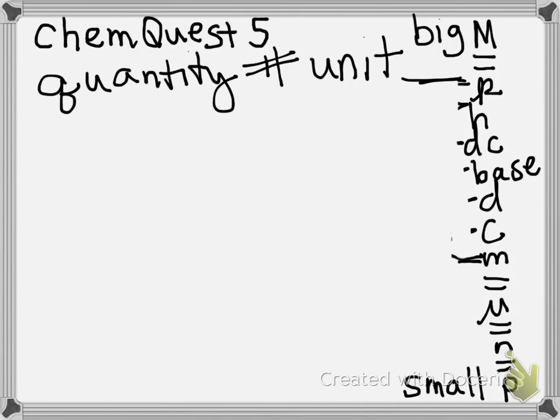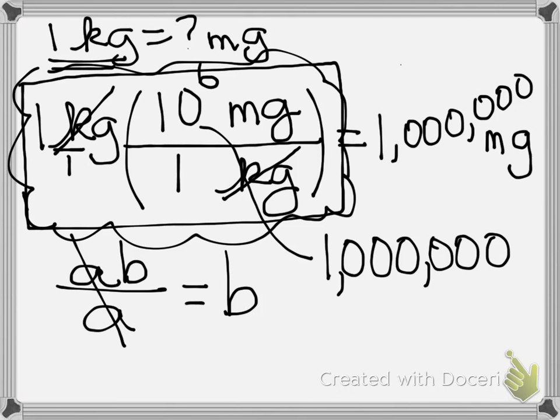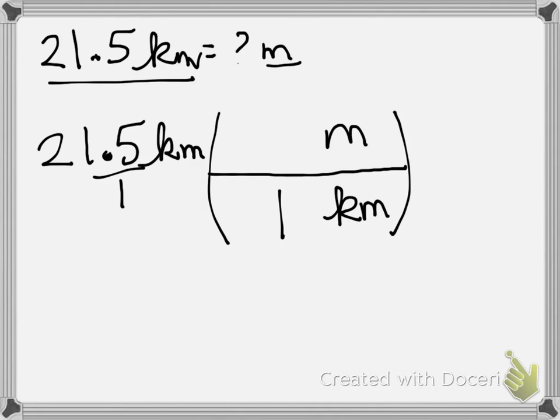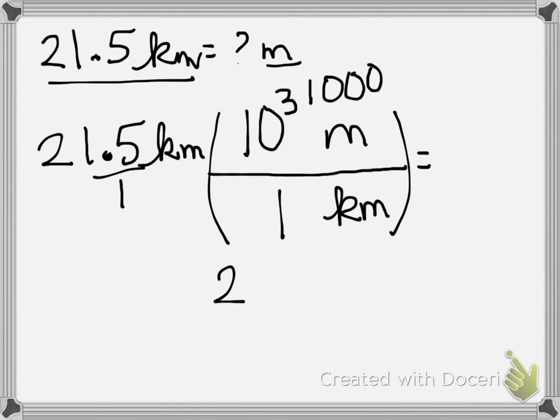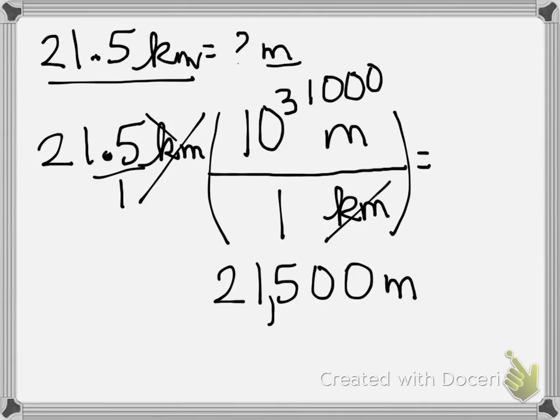We want to go from kilometers to meters, which is the base. A kilometer is larger, and when you count, it's 10 to the 3rd, or 1,000 meters. So our answer is 21,500 meters. We crossed off our units like they're algebraic letters. That's how we know that we're in the units that we want to be in. And so our answer is 21,500 meters.